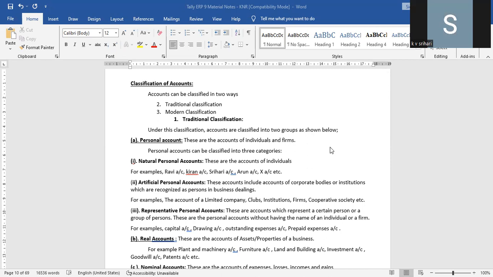Yesterday, sir, the golden rules of accounts. Actual golden rules, sir. How many types, Nana? Three types. First, personal account, real account, nominal account.